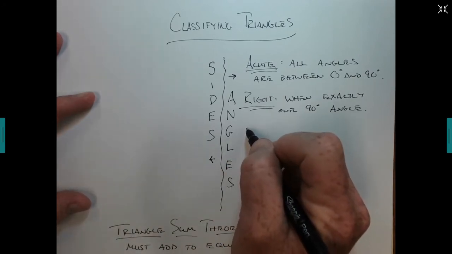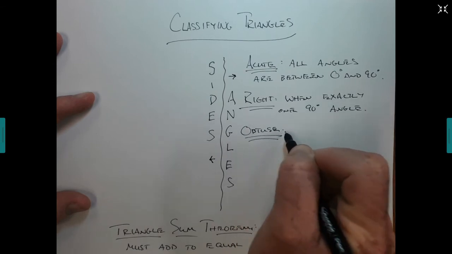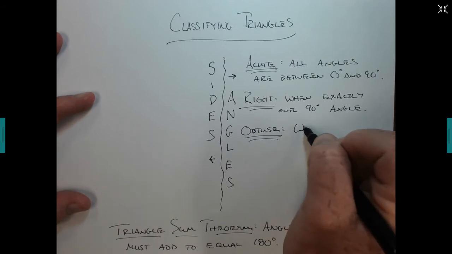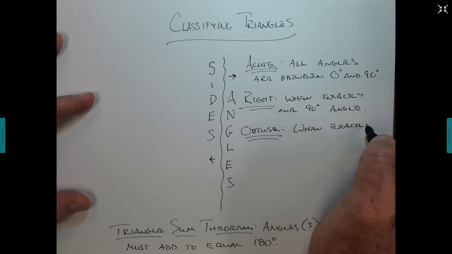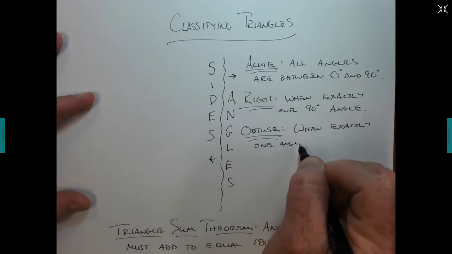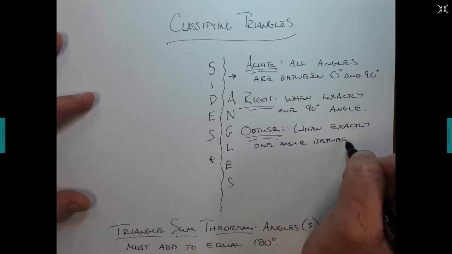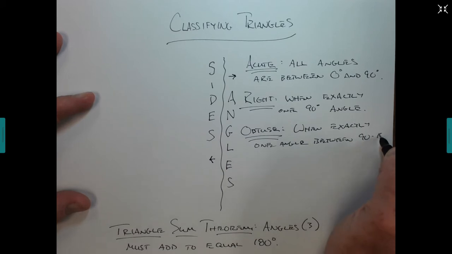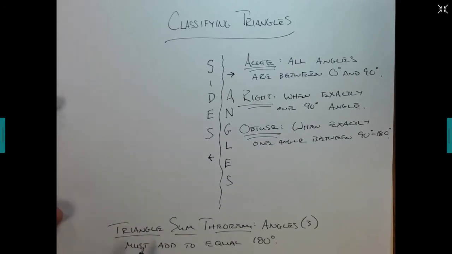If that one angle is bigger than 90 degrees, that's called an obtuse triangle. Here, when exactly one angle is between 90 and 180 degrees. You can't have two, otherwise, again, we would mess up the triangle sum theorem.